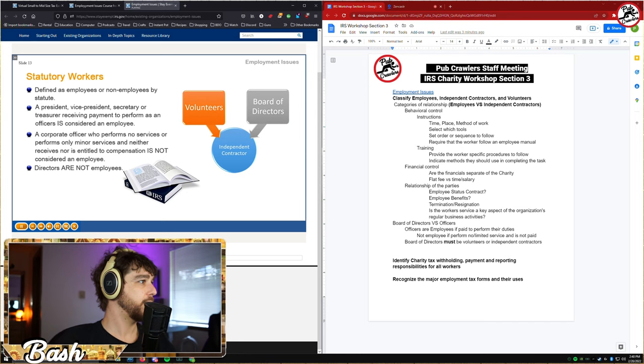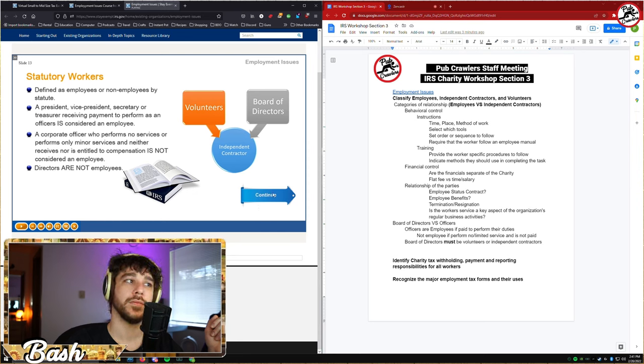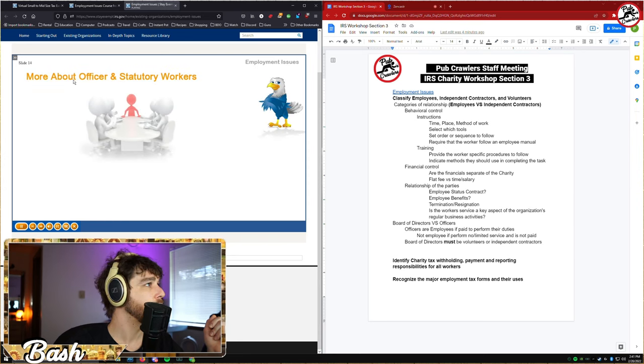This applies if your organization pays its board members to attend board meetings or otherwise compensates them for performing their duties as directors. So that follow-up was, the board of directors must be volunteers or independent contractors. They're independent contractors if they're paid to show up to the meeting or to do their services. Select the continue button to learn more about categorizing officers. More broadly, the term officers for federal tax purposes includes anyone who holds a position of trust, authority, or command within an organization.